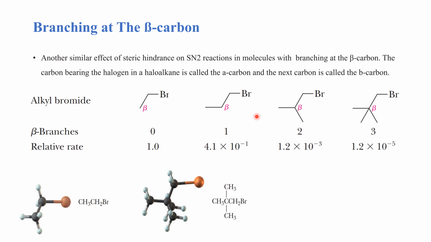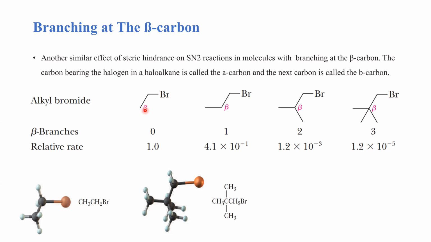Another factor which is very important is the branching at the beta carbon. Firstly, we should know what the beta carbon is. The carbon to which the halogen is attached in the haloalkane is called the alpha carbon, and the carbon next to that alpha carbon is the beta carbon. For the simple haloalkane, we have seen whether it is a primary, secondary, or tertiary one, so they are moving towards the primary, secondary, or tertiary carbocation. So we have seen that stability.